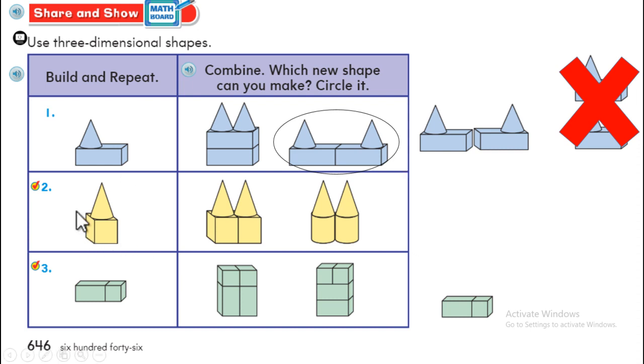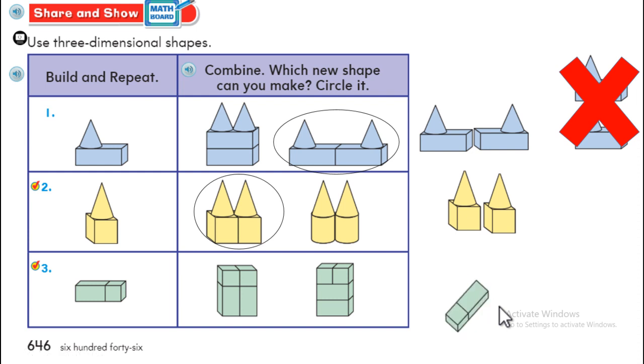In question 2, we have a cube with a cone on the top. This is the first one I'm going to start with. When I repeat it, I build another one just like it. So which shape am I going to circle? Of course not the cylinders, we don't have cylinders. So here, number 3, we have a rectangular prism and a cube. Then I'm going to get another rectangular prism and a cube, and I can put them on top of each other.